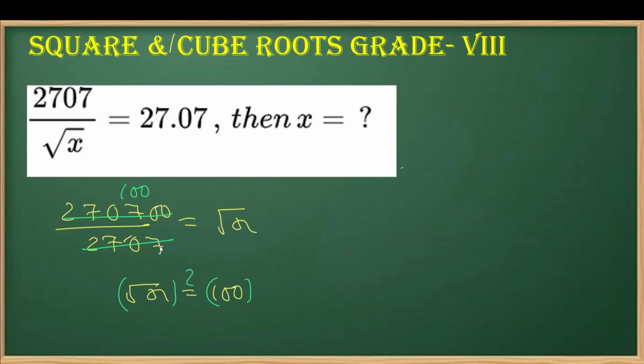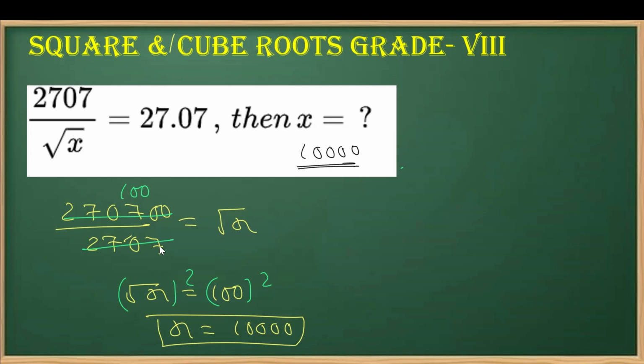So on squaring both sides, root x, as you know that squaring a root number, the root vanishes, and the square of 100 is what? There are two zeros in 100, so it should be 1 followed by 4 zeros. So we'll say that the value of x in this case is going to be 1 followed by 4 zeros.